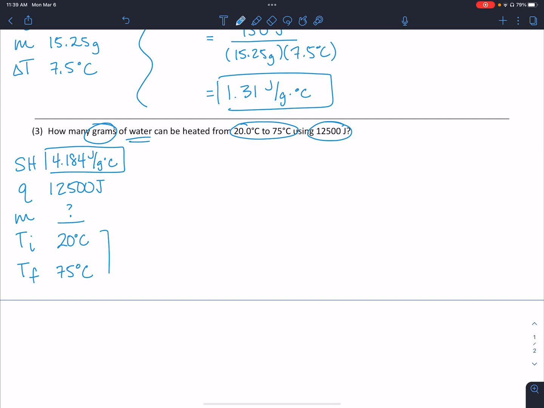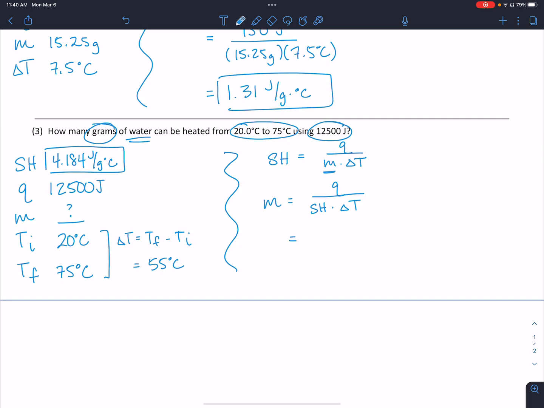All right, again, we look down at our temperature values. Delta T is T final minus T initial. So in this case, 75 minus 20 is going to give us a temperature change of 55 degrees Celsius. All right, so we look at our formula, specific heat equals Q divided by mass times delta T. This time we're looking for mass, so we rearrange, and mass is going to be equal to Q divided by specific heat times delta T.